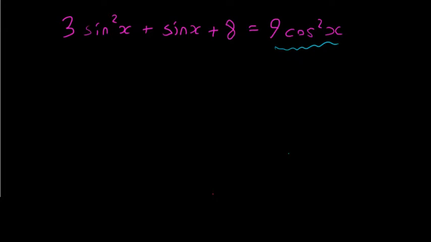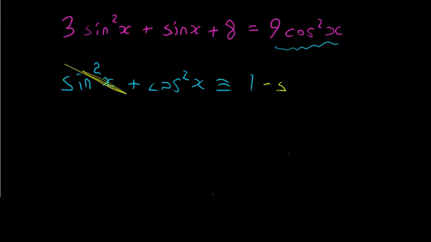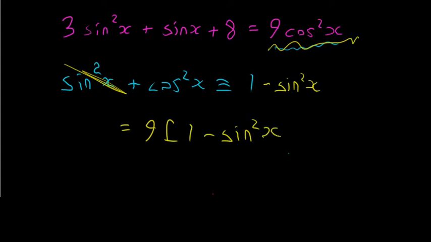The trick we're going to use is to employ the Pythagorean trig identity here. So we know that sine squared x plus cos squared x is equivalent to 1. And I'm going to use this to eliminate the cos squared term and get it all in terms of sine, right? So I can use this form of the identity where I subtract the sine squared over to this side, and I'm going to plug that in for the cos squared term there. So the right hand side becomes 9 brackets 1 minus sine squared x, which is 9 minus 9 sine squared x.